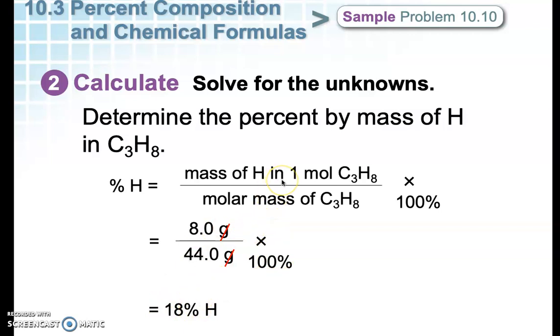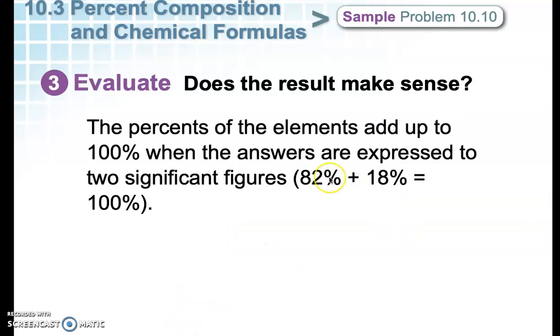Now, don't get confused. Some people get confused: "Oh, 8 grams is not in 1 H." You're right, it's not. There's 8 hydrogens, so there's 8 grams of hydrogen in 1 mole of C3H8. The mass of 1 hydrogen is 1 gram, but there's 8 of them in the 1 mole of C3H8. And the same thing for carbon. There's 3 carbons, which is 36 grams. Each carbon is 12 grams. So it's 18%, and 82% plus 18% is 100%.